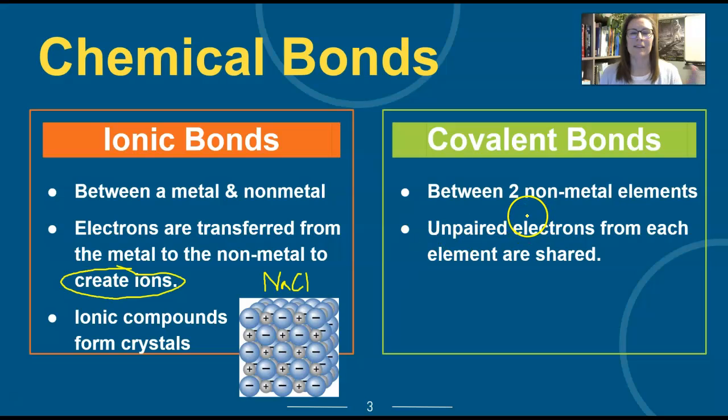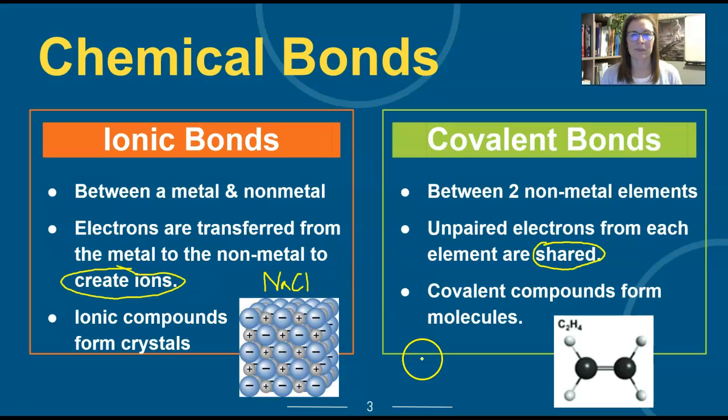And these happen when electrons are shared instead of transferred. Okay, so keyword here is shared. Unpaired electrons from each of the elements are shared with each other. And that's how the bond forms, not from ions. All right, so covalent compounds are also called molecules. You've seen lots of pictures of these.